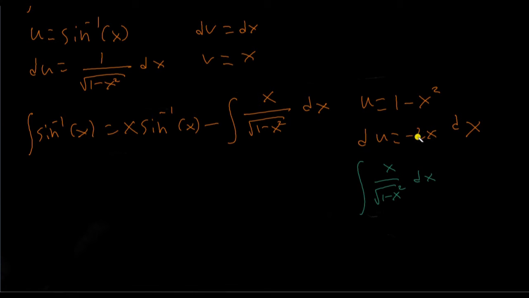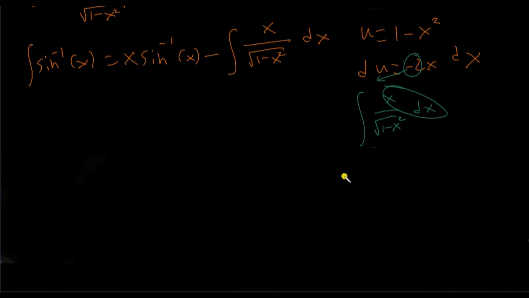Right, so then I want to replace x dx. I'm going to bring the negative 2 down there. That's going to give me negative 1/2 du equals x dx. So I'm going to replace this x dx with negative 1/2 du, and then I'm going to get negative 1/2 times 1 over square root of u du.